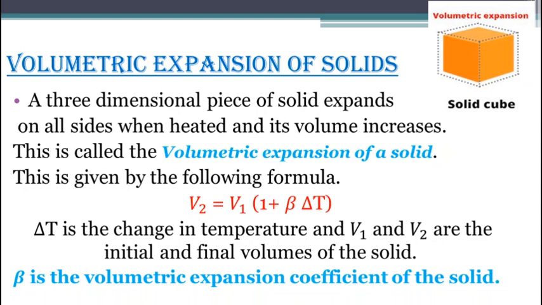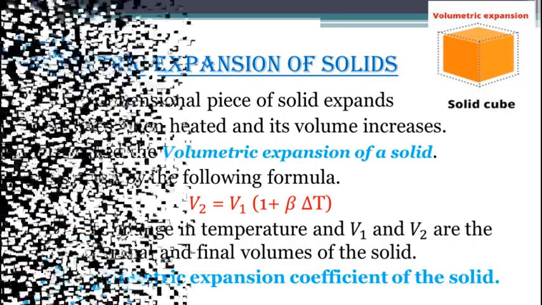So you have to remember these three coefficients: lambda is the coefficient of linear expansion, sigma is the coefficient of areal expansion, and beta is the coefficient of volumetric expansion.